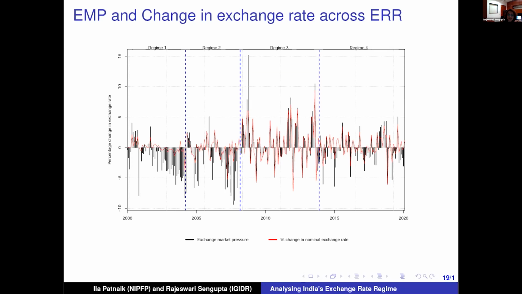We also find that in the EMP method, the majority of the EMP was released through change in the exchange rate. In contrast to, let's say, the first two regimes, when the percentage change in the nominal exchange rate was not that much, or even for that matter in comparison in the last regime.